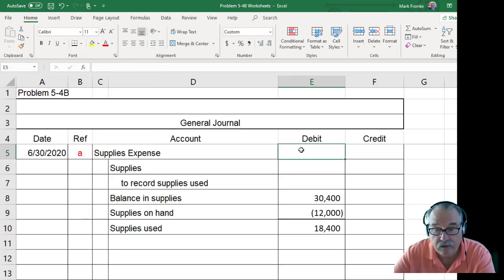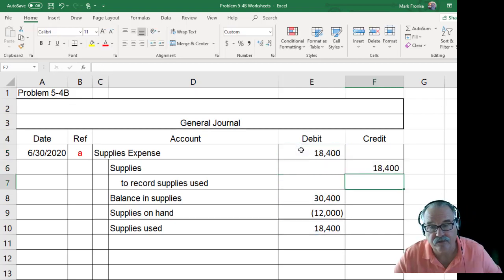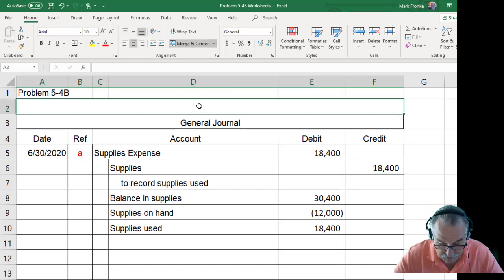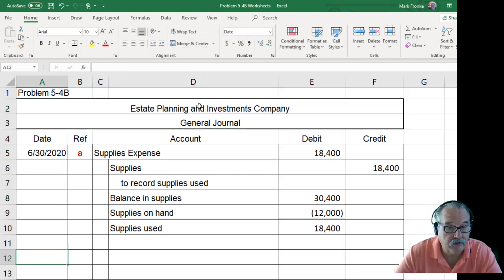And the debit of $18,400 goes to supplies expense, and the credit goes to supplies. Supplies is going down. So the ending balance in supplies when we're done should be $12,000, which represents the supplies that we still have. By the way, I forgot to put the name of the company in here, so I'll do that now. Estate Planning and Investments Company. And then we'll move on to adjustment B.